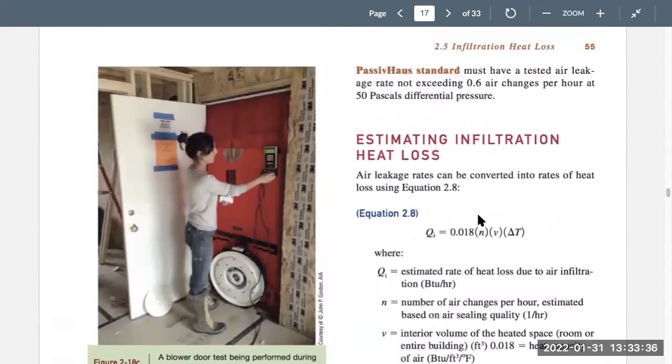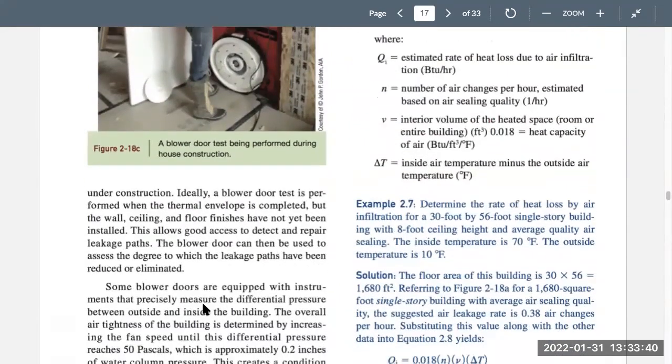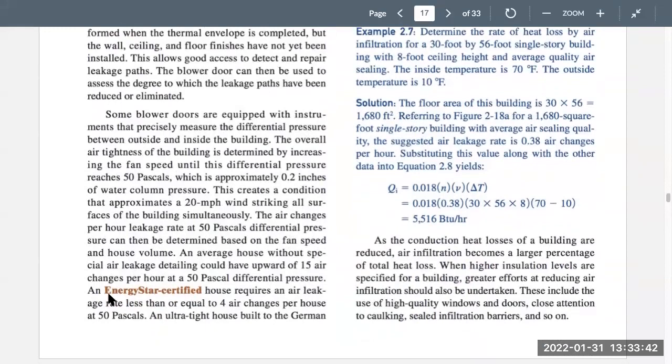Next equation. So one more definition here. If you want to have an Energy Star certified house, it requires an air leakage rate of less than 4 air changes per hour at 50 pascals.